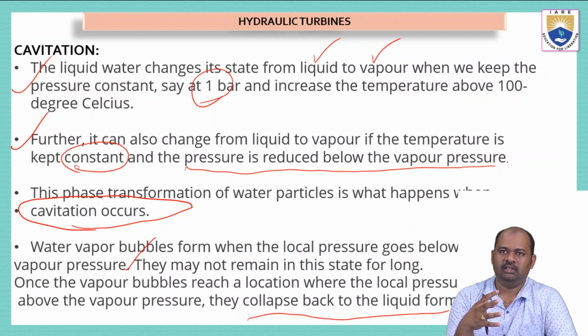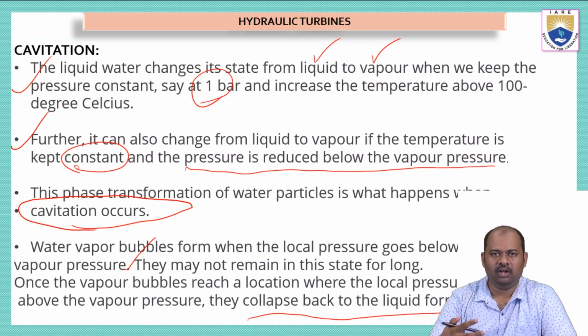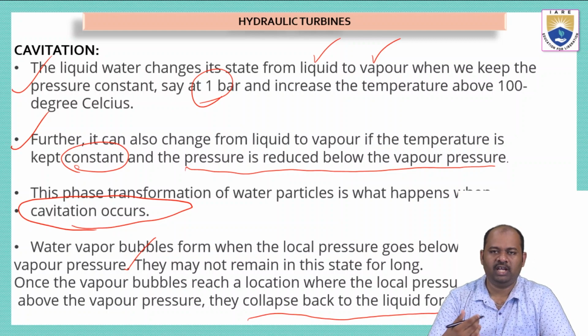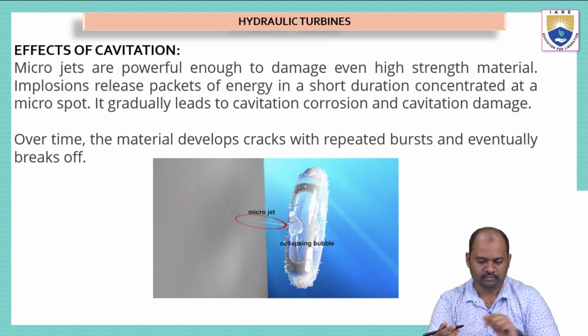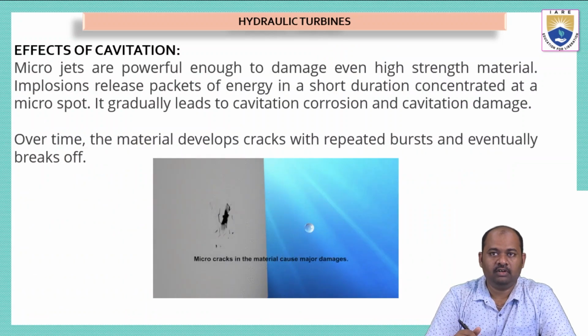So this is called cavitation, and due to cavitation we have to face severe issues like damage to the turbine casing and turbine vanes. These are some of the effects of cavitation.